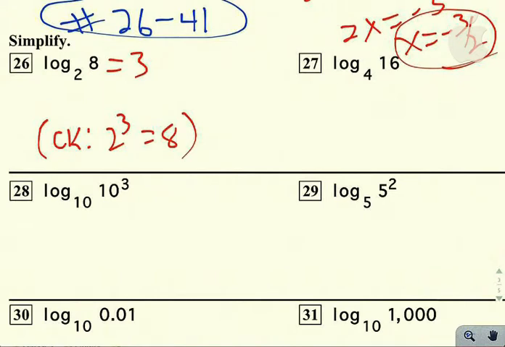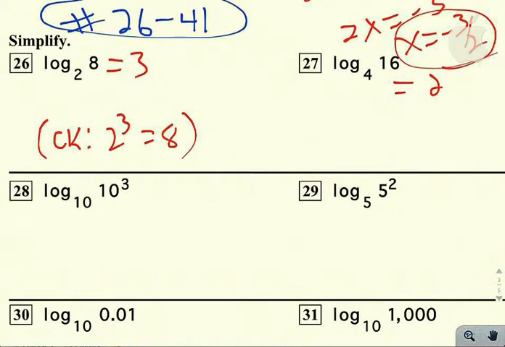There's no variable. It would be a mistake, for example, in number 27, if someone did this, 4 to the x equals 16, and then said x equals 2. Well, that still doesn't answer my question. What is log to the base 4 of 16? It is 2. So if you're going to do this stuff, do it right.